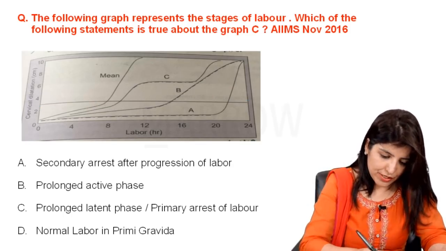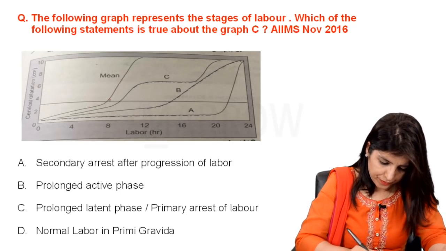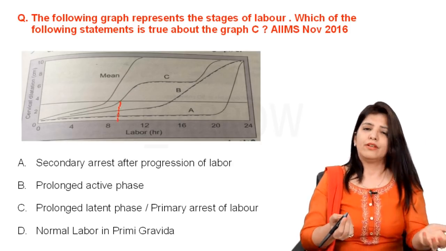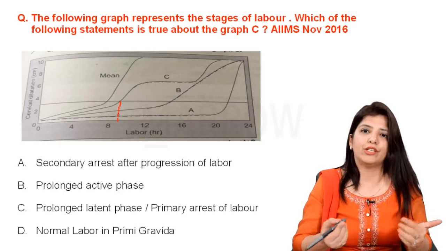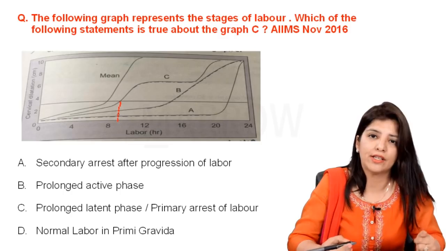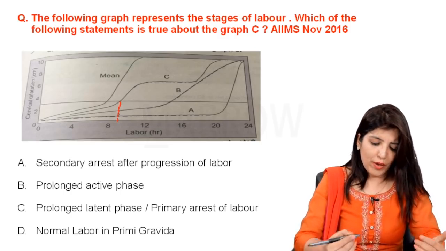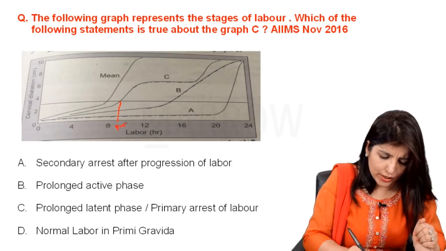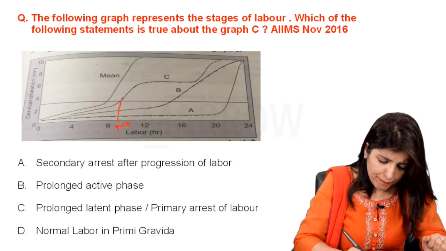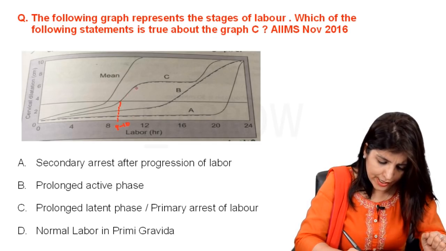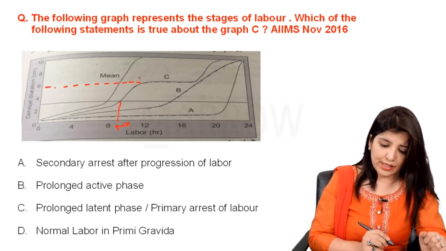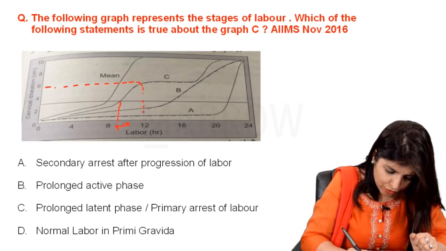Now, look at graph C. In graph C, the patient came and by approximately 9 to 10 hours, her latent phase is over because here the line is showing us that the active phase is beginning at 3 centimeters, right? So when the patient came by approximately 9 or 10 hours, her latent phase is over. So there is no problem in latent phase. Then the patient started dilating. She started dilating and she reached 6 centimeters. Now, when she reached 6 centimeters, approximately the time was 12 hours.